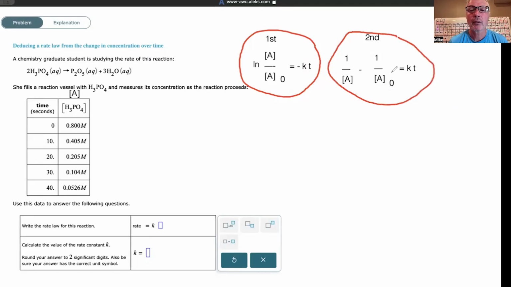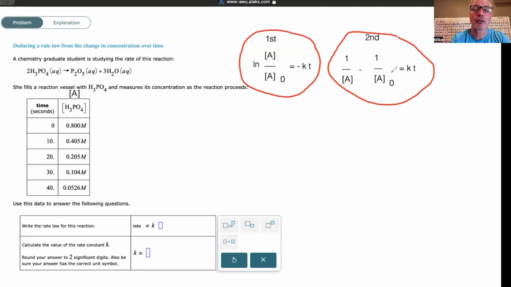I got goofed up. Now, here's what we can do. If the rate constant is truly a constant, we can plug points in and see what the value of k is, and find out which of these two equations is the equation governing the points. If I plug in t equals 0 and 10, so t equals 10 seconds, and the initial concentration of 0.8 and the 10-second value of 0.405, I'll get a k no matter which equation I use.